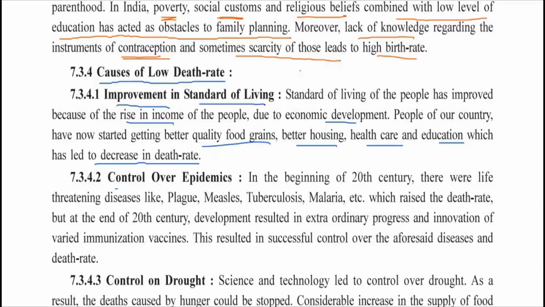We have better control over epidemics also. Threatening diseases like plague, measles, tuberculosis, malaria, which raised the death rate in the beginning of the 20th century, are not at all hampering us right now. We have better immunization vaccines, better programs for controlling diseases and epidemics, and that is why our death rate has gone down. And fewer people are dying from these epidemics. Imagine, every year 2 lakh people would die, 3 lakh people would die of plague and malaria in India once upon a time. Today no one dies of that.